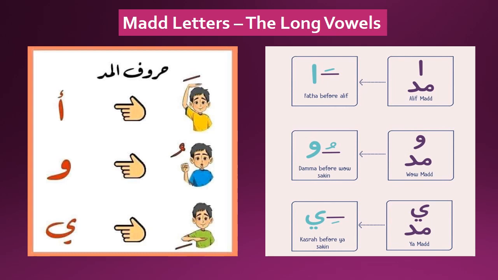When there is a dhamma or pesh before waw sakin, we stretch it for two counts and it is called waw mad. When there is a fatha, zabar, before alif, we stretch it for two counts and it is called alif mad. When there is a kasra before ya sakin, we stretch it for two counts and it is called ya mad.